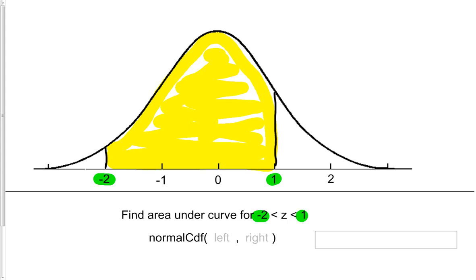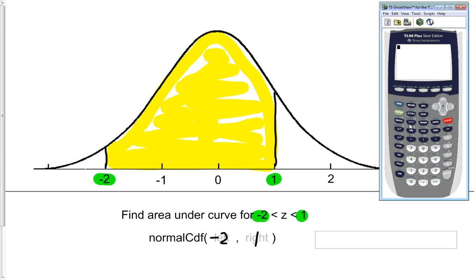So we're given a -2 and a 1. Let's go ahead and write that in. So -2 and +1. Now we need to take out the calculator. You're going to want to go to second and the vars key, so you're really going to distributions, second vars. If you go down 1, the second one here is normal CDF. So hit enter. And you're going to go left, comma, right. Our left z-score we said was -2, and our right z-score was +1.